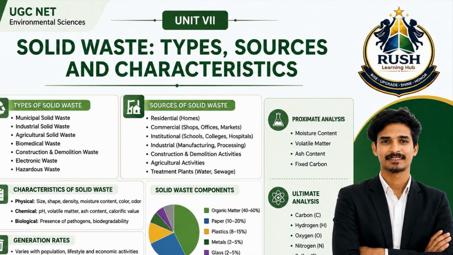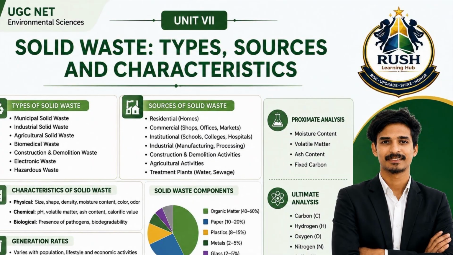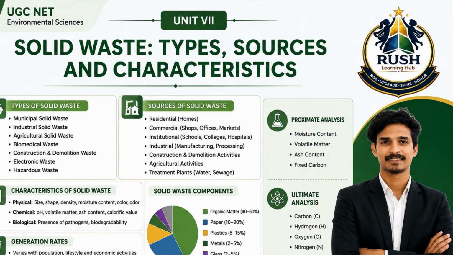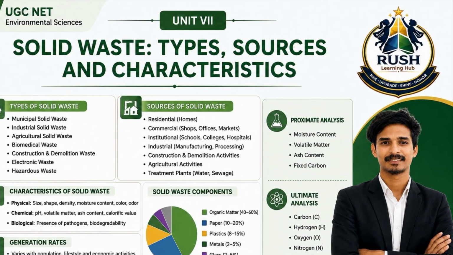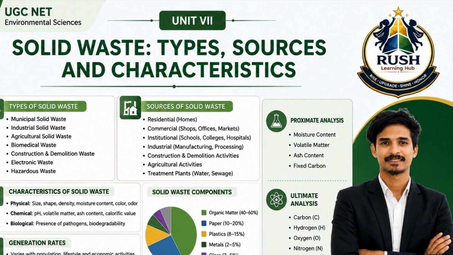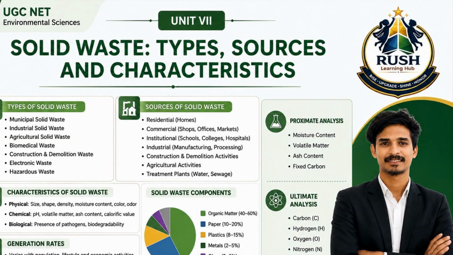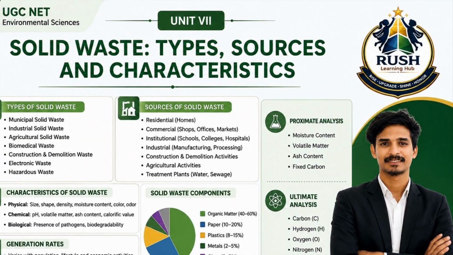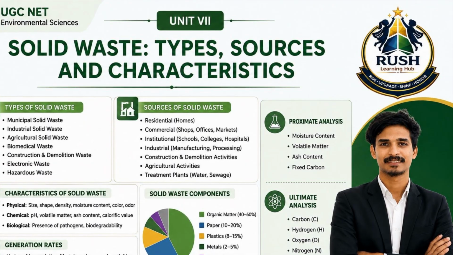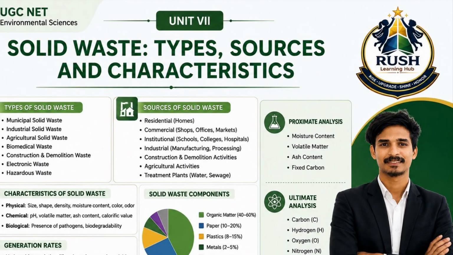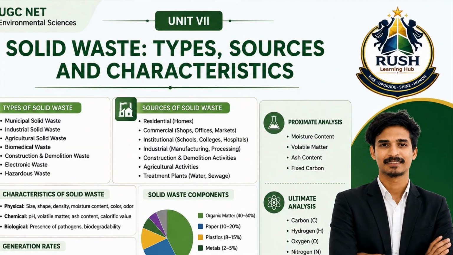Now let us discuss the sources of solid waste. Solid waste originates from several sources, including residential areas, commercial establishments, institutions, industries, agriculture, construction activities, municipal services, treatment plants, and mining operations. Remember this simple order for the examination: residential, commercial, institutional, industrial, agricultural, construction, municipal services, treatment plants, and mining. This sequence is useful for multiple choice and matching questions.